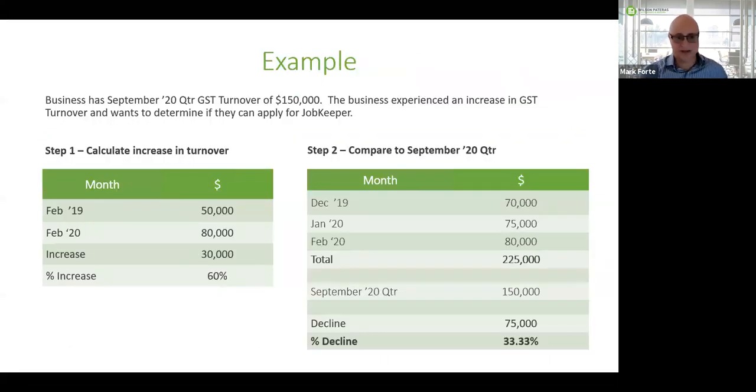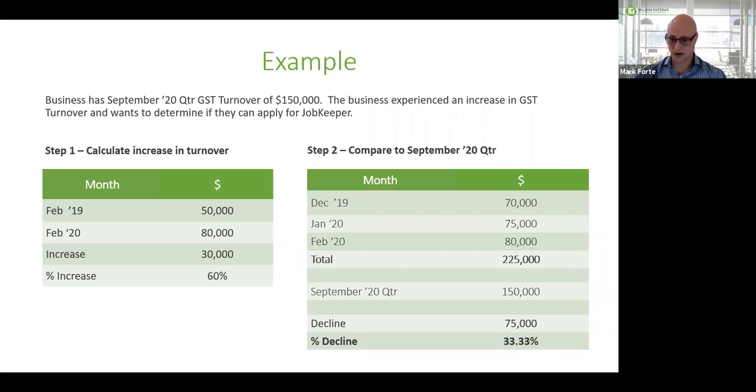In this example, a business has a September 2020 GST turnover of $150,000. The business has experienced an increase in GST turnover and wants to determine if they can apply for JobKeeper. In step number 1, we're comparing the month of February 2019 to the month of February 2020. There has been an increase of $30,000. That's a 60% increase, so therefore they meet the substantial increase in turnover test. So let's go to step number 2 to see whether this business qualifies for JobKeeper.